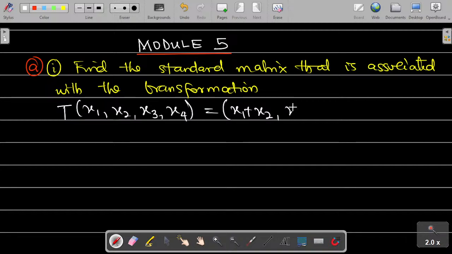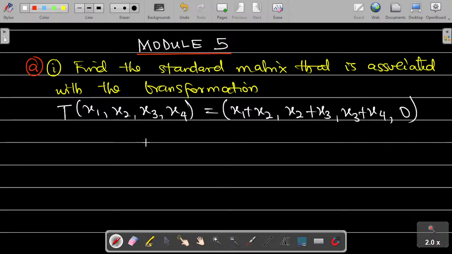and then x2 plus x3, and then x3 plus x4, and then 0. Okay, so this is a linear transformation. You can clearly see that it is going from R4 to R4. It's transforming a 4-dimensional vector and producing another 4-dimensional vector as well. So it's going from R4 to R4.